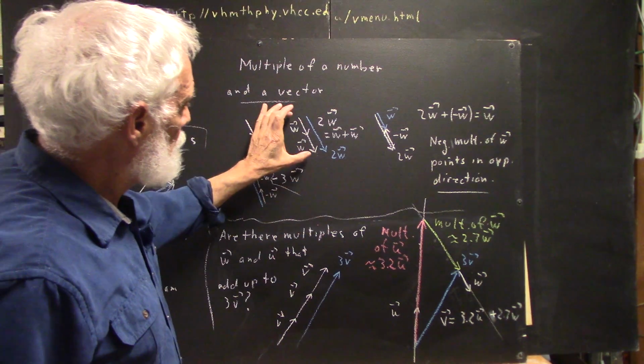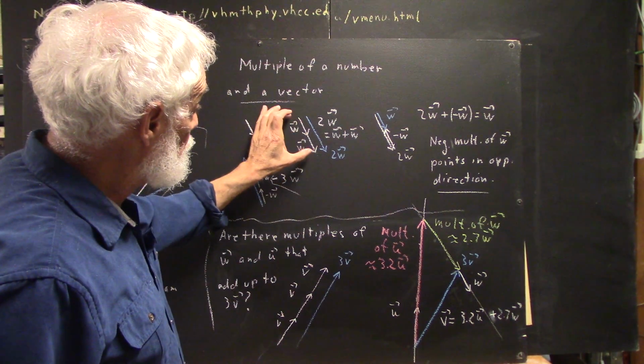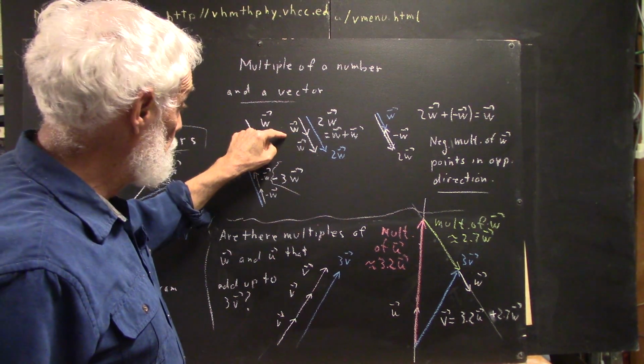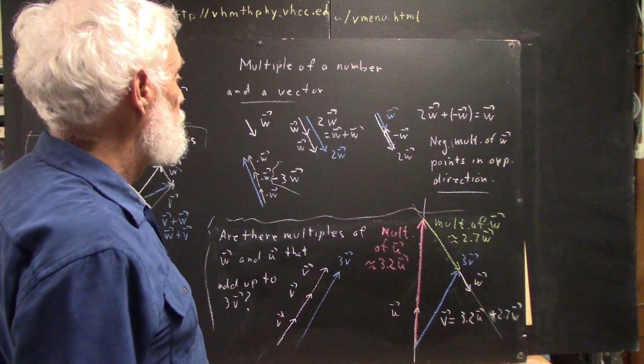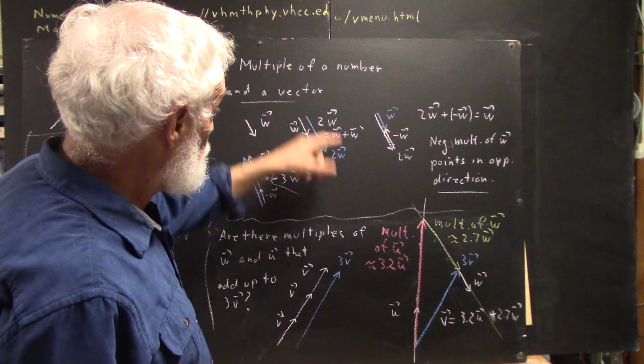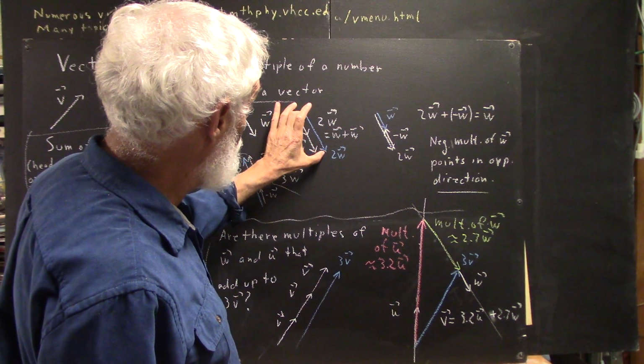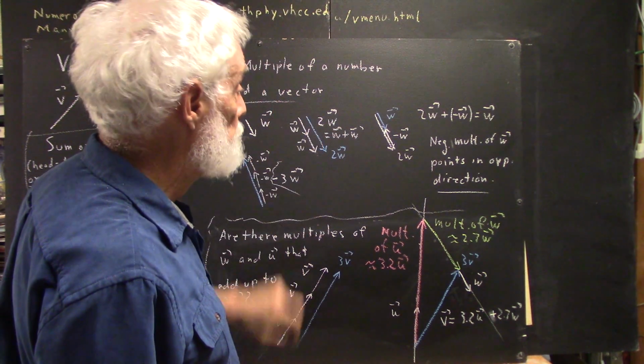Okay? And now we see that W plus W is a vector that's twice as long as W, but in the same direction. Then we call that vector 2W. So 2W is just W plus W. Right here is our 2W vector in blue.